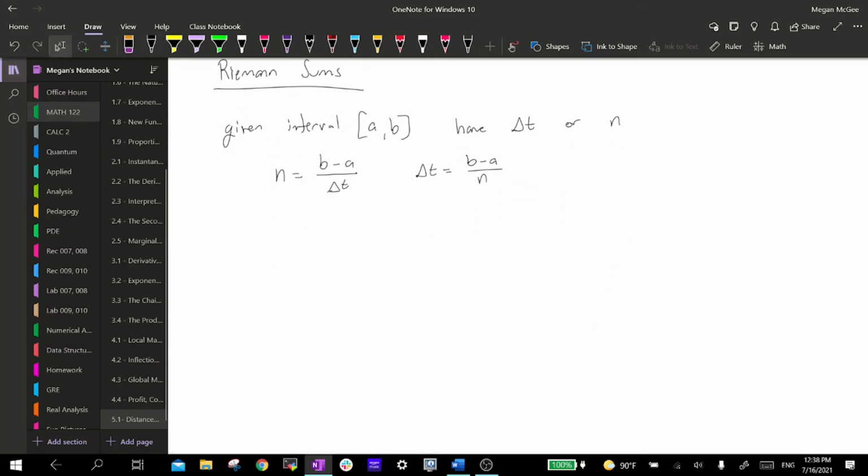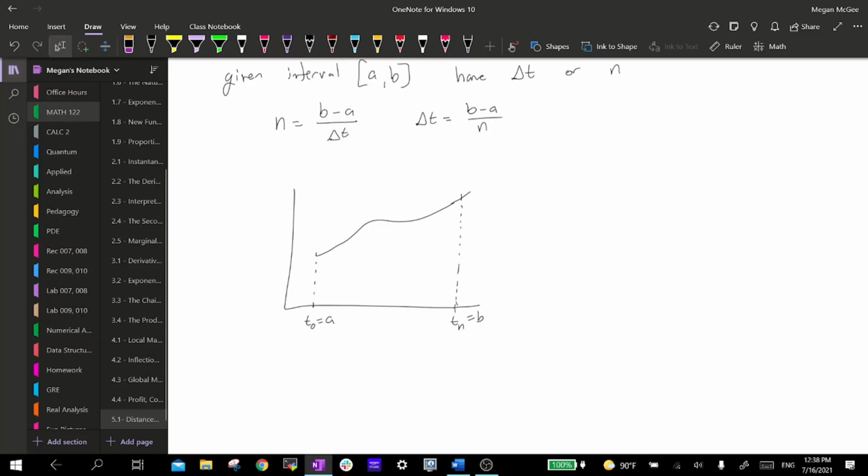So again, if we're looking at a graph, and we have some function here, this t sub 0 is our a value, and this t sub n is our b value. So the length of our interval is b minus a. So the formulas that we've been using, let's look at the right-hand sum.